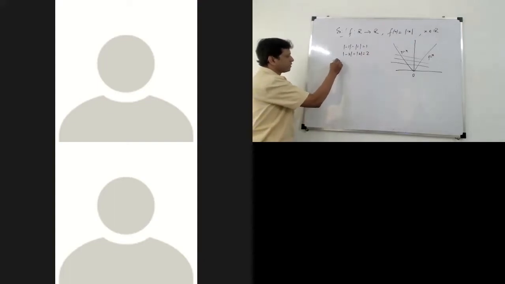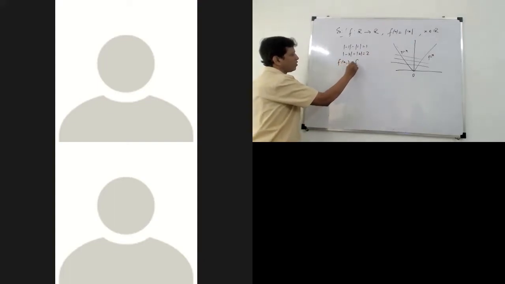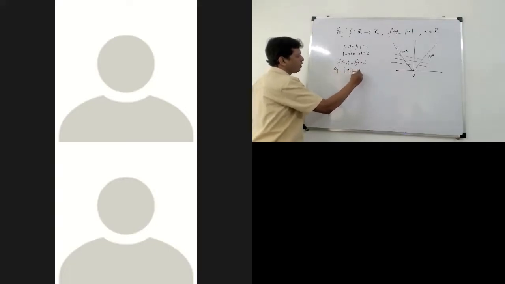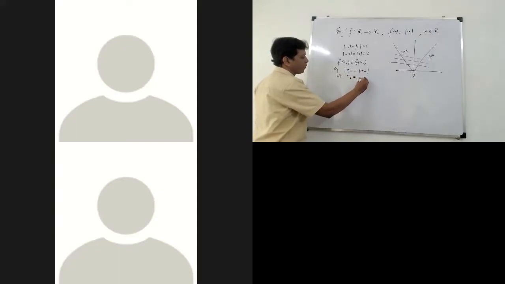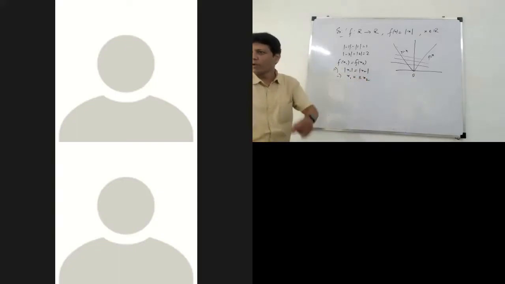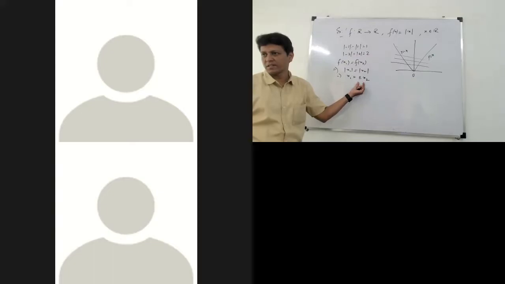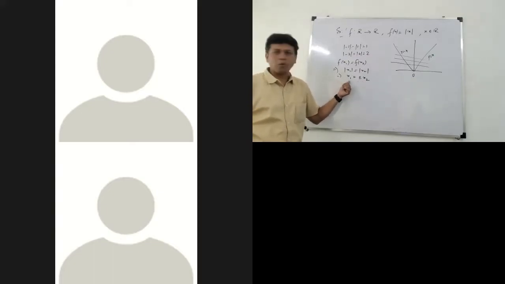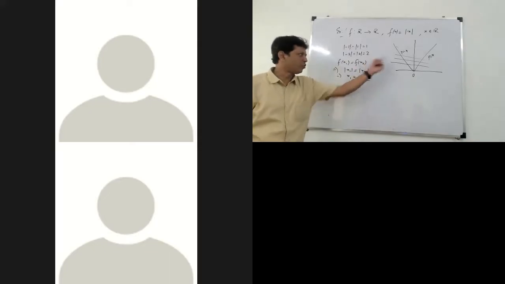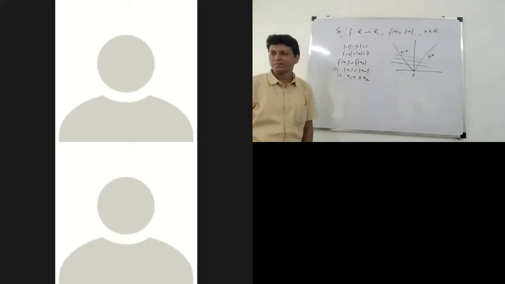Am I clear? This is geometrically. Mathematically, f(x1) equal to f(x2) implies mod x1 equal to mod x2, which implies x1 equal to plus minus x2. If you remove the mod, then it will be plus minus. So you see, for x1 you have two values, plus x2 and minus x2. So this is not one to one, it is many to one. Am I clear? Geometrically, mathematically.